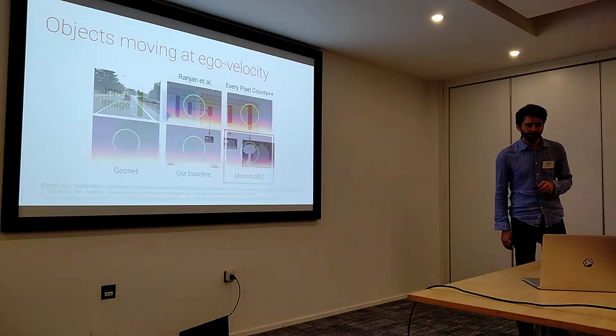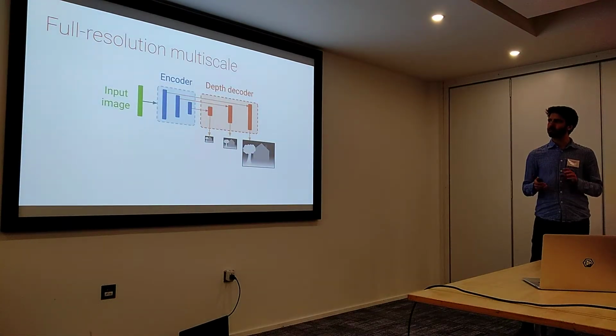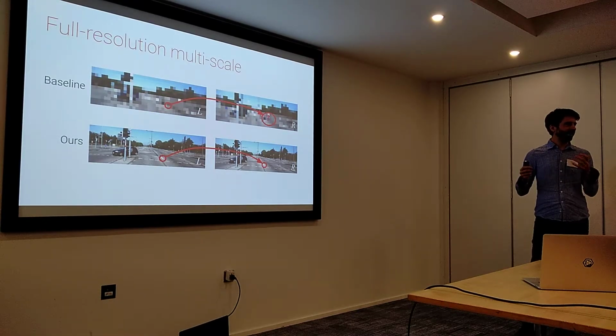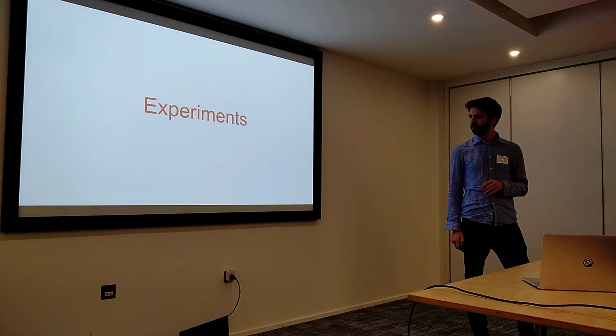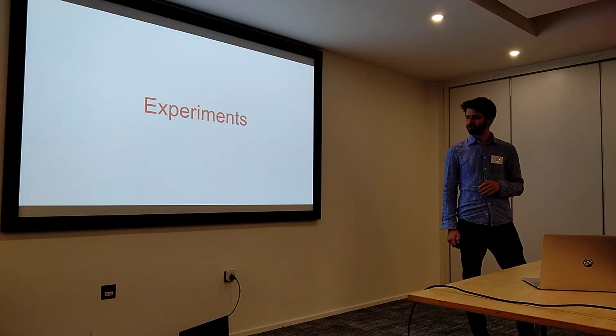I don't have much time, we're coming up to lunch, so I will gloss over full resolution multiscale. But if you are doing self-supervised training, doing reprojection, you should probably consider this. The aim is that you're getting some of the benefits of doing things at high resolution, but without making it any slower at test time. You're just doing as much stuff during training time as possible at a higher image scale. I'll come on to experiments now, before I then hand over to Daniyar.